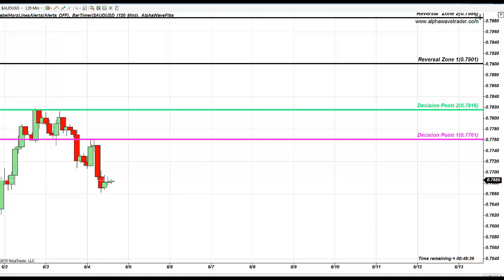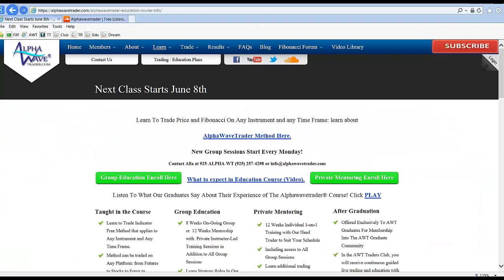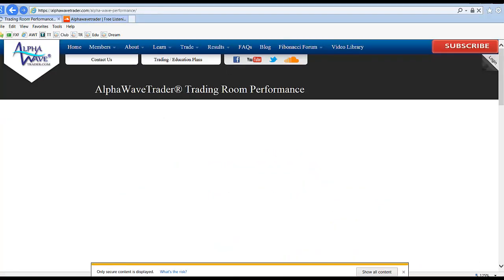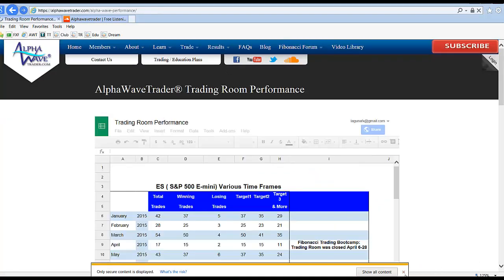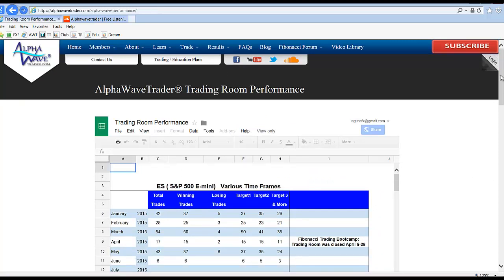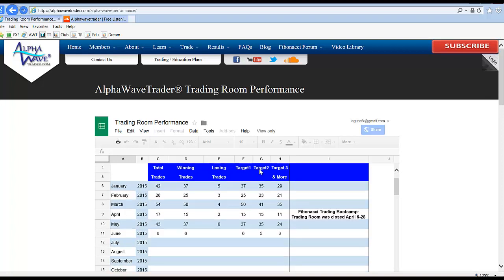I would like to highlight to you the importance of this level. When you come to the website and you see the results for the last 3 years on multiple instruments, the focus shifted to only S&P as of 2 months ago. You can see very clearly, target 2 is decision point 2. Extremely important to move your stop outside of break even.